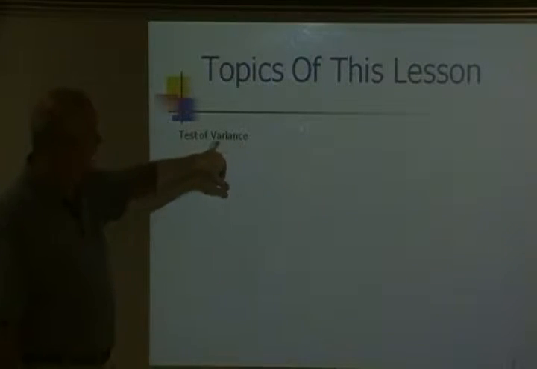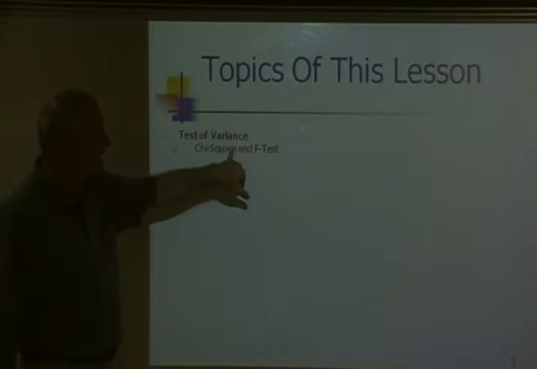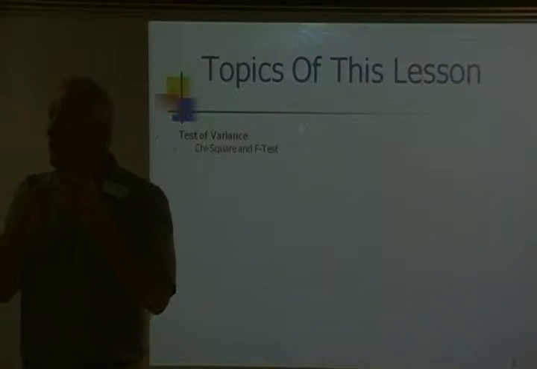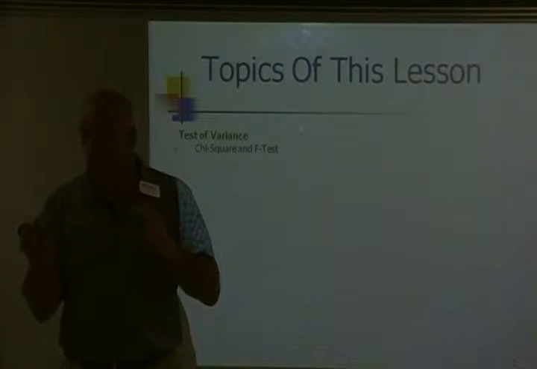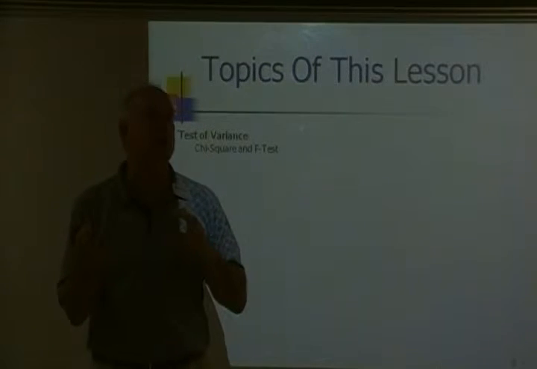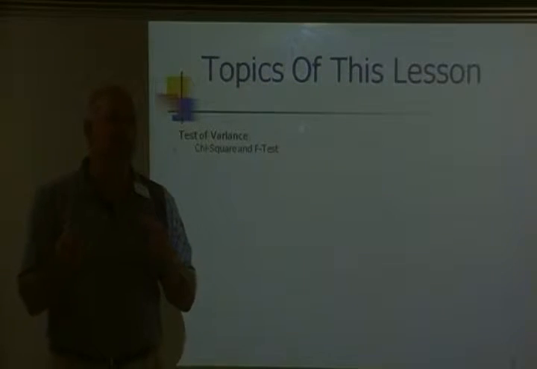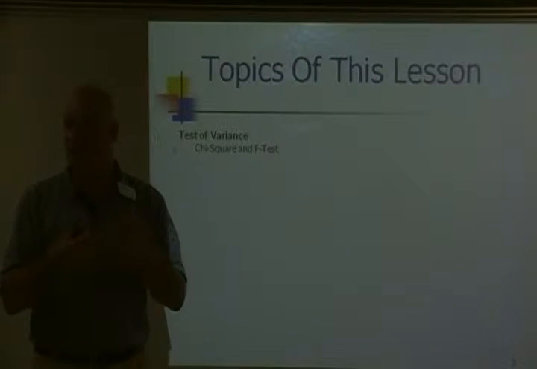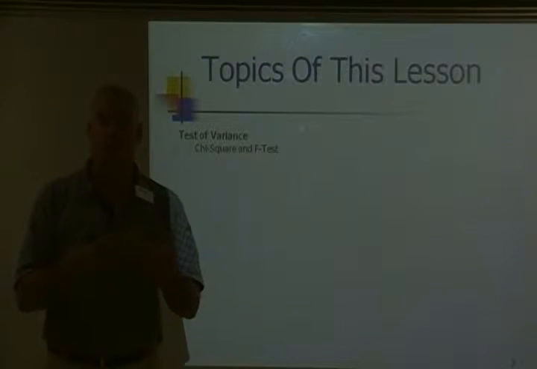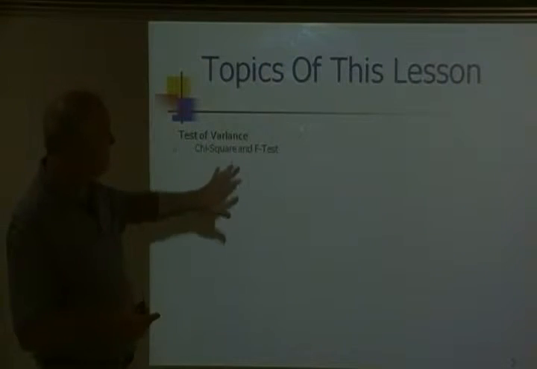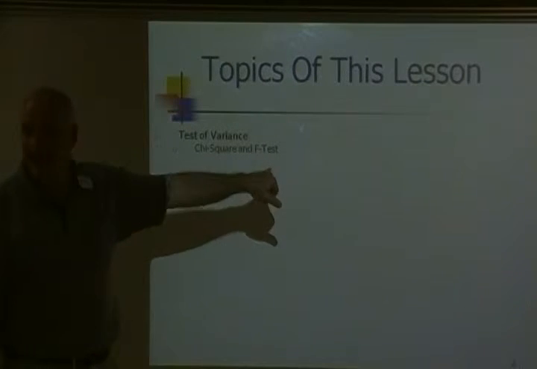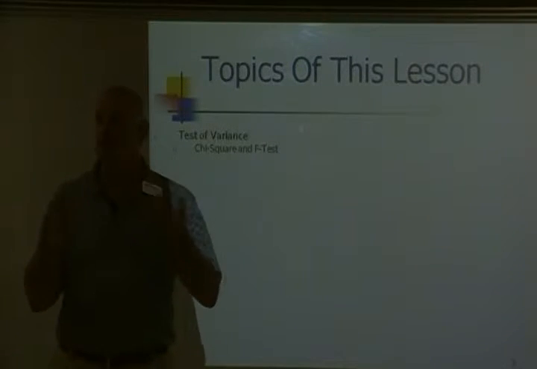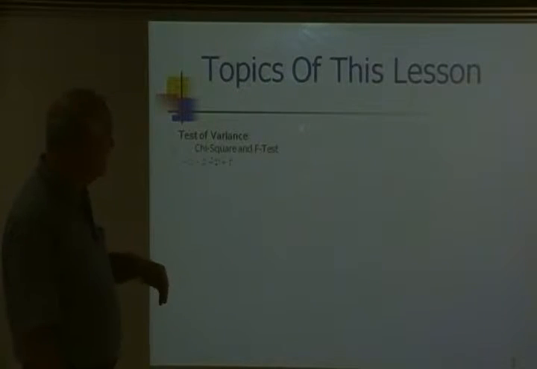So the topic we're going to look at is the test of variance. We're going to look at this chi-square test of variance, which is testing one sample to an established norm. Now that should sound a little bit familiar because we did the one sample z-test and the one sample t-test, which is testing the means of one sample to an established norm. This one is testing the variance of a sample to an established norm.